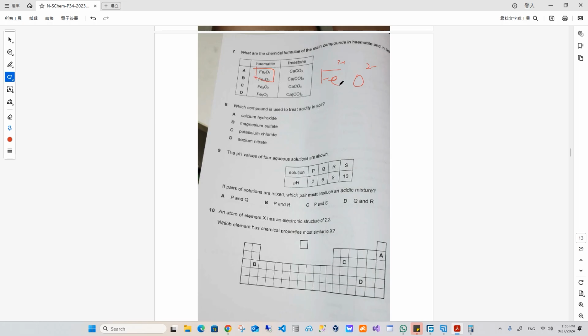Limestone is calcium carbonate. Carbonate is 2 minus and calcium is 2 plus, group 2. So cross multiply, take a common factor, so CaCO3.